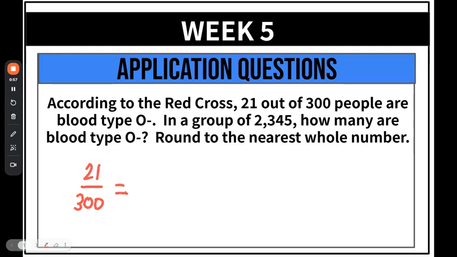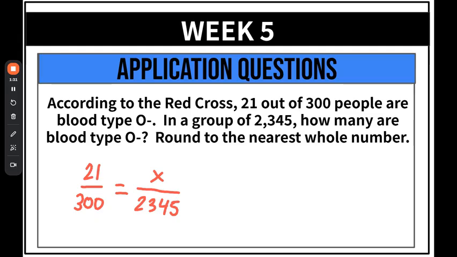So when we set that equal here, what else do we know? Well, we know that 2,345 is going to be the new group total, so we're also going to put that on the bottom. And then we're searching for how many are blood type O negative out of the 2,345. So we're just going to write an X for that value because we don't know yet. Okay? And to solve a proportion, we can do what's called cross multiply.